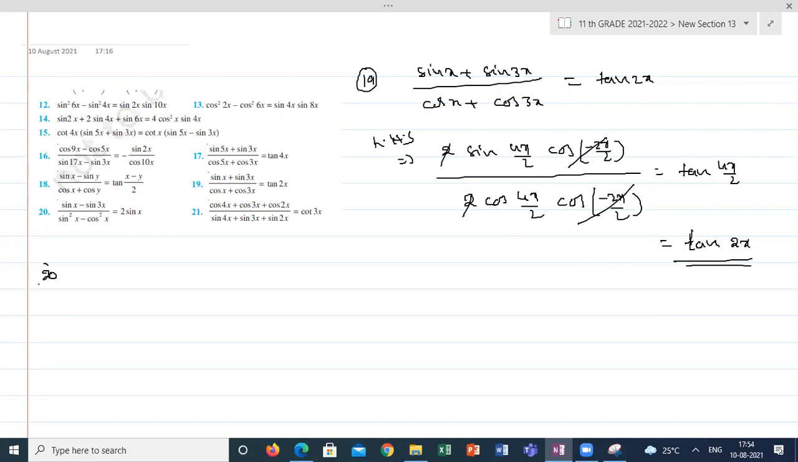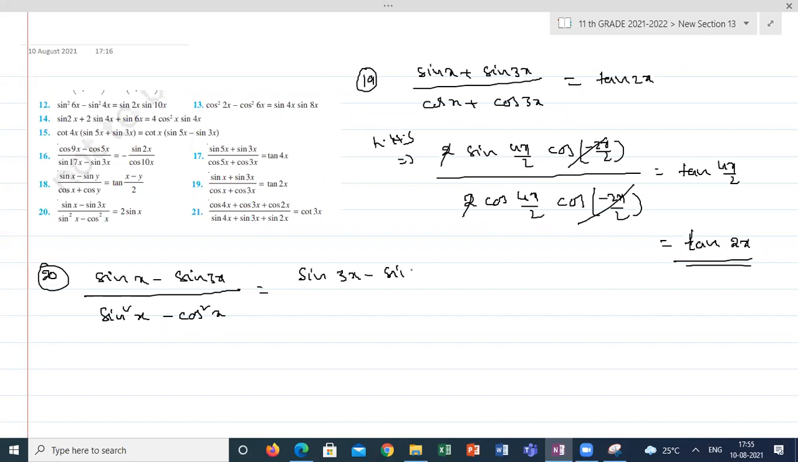Question number 20. Same method. (sin x − sin 3x) divided by (sin²x − cos²x). What is the value of sin²x − cos²x, guys? I am multiplying by −1 on both sides. So the numerator will become sin 3x − sin x, and the denominator will become cos²x − sin²x.